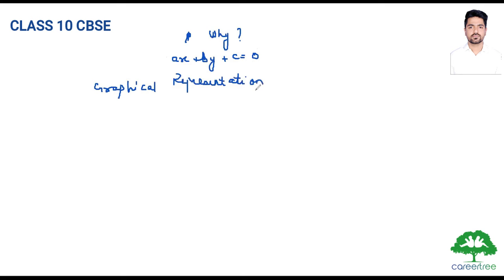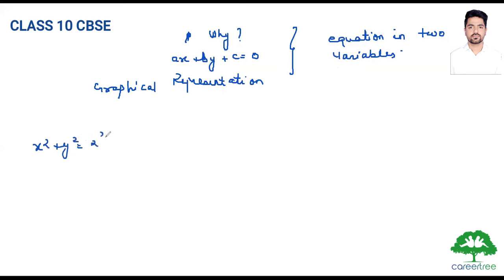So if you take any equation in two variables, and simply don't put linear, for example, x square plus y square is equal to 2 square. This is also an equation in two variables. But is this linear? No. Then what is it? It is the equation of a circle.